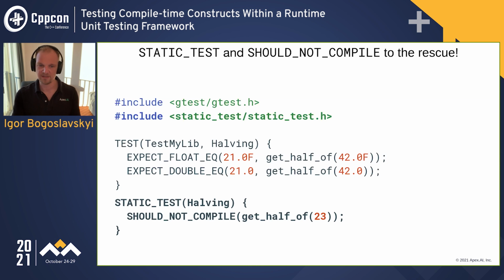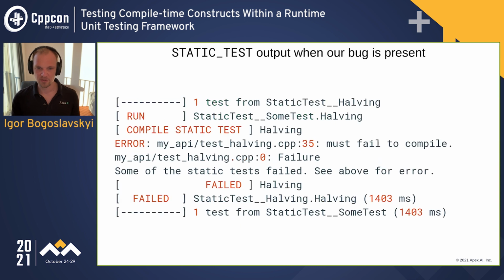So you have the static test. It's called halving or whatever. We can name it the way we want. And it clearly says that this line of code, the get half of 23, should not compile, right? This is what we want to achieve. We want to replace that comment with this code that actually will show us something like this in case it actually does compile.